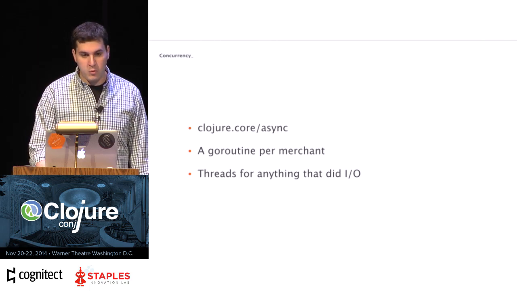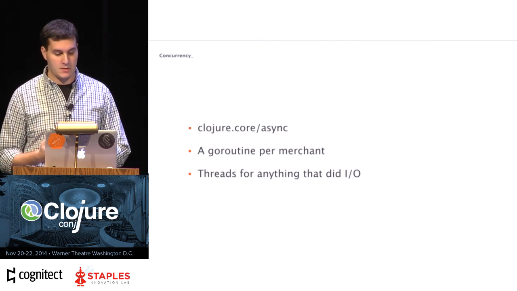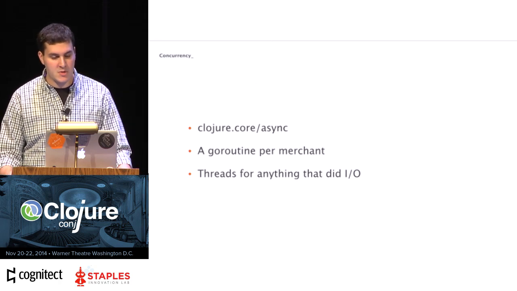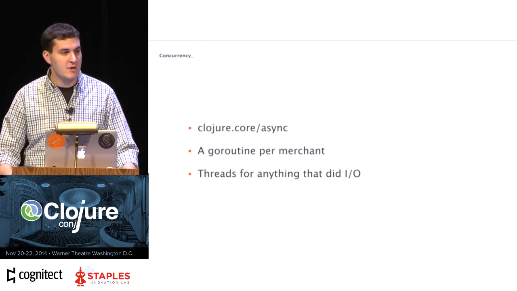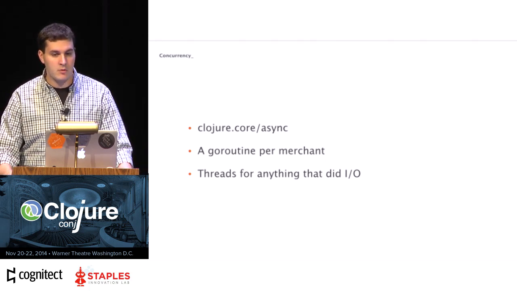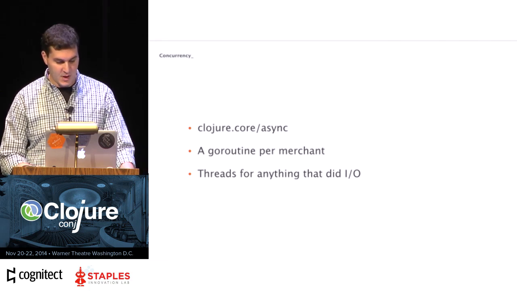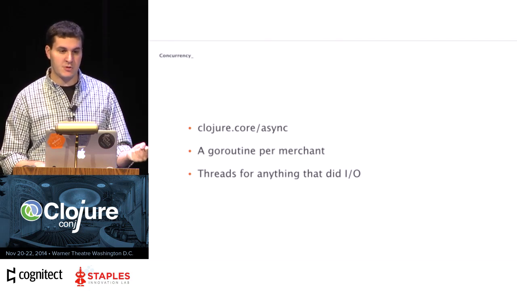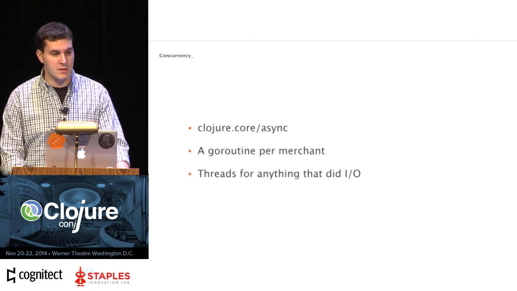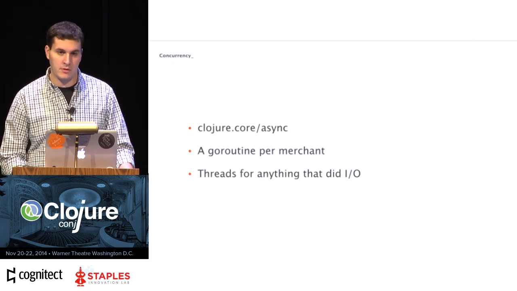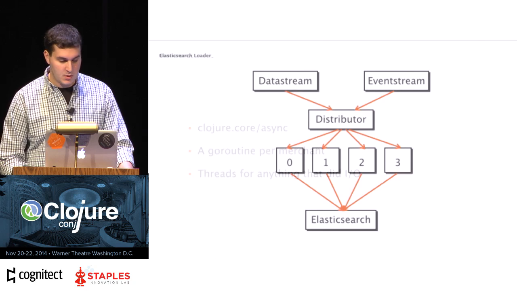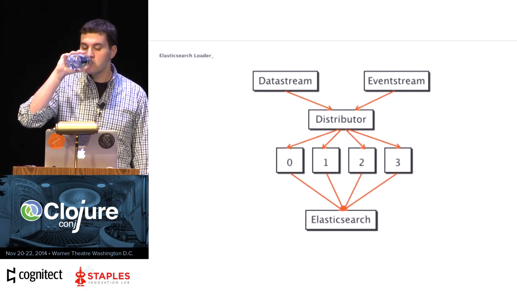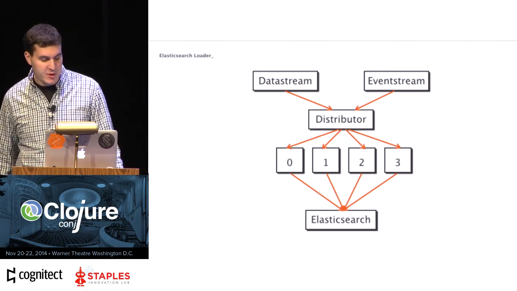And what ended up being really powerful for us was having a single Go routine per merchant. What that means is that we would have a thread reading off of Kafka that would write to a channel. So you had threads for anything that did I/O, a single Go routine for each merchant, and it was that Go routine's responsibility to handle all the messages for a merchant. So our architecture looked a little bit something like this. And this works pretty well.